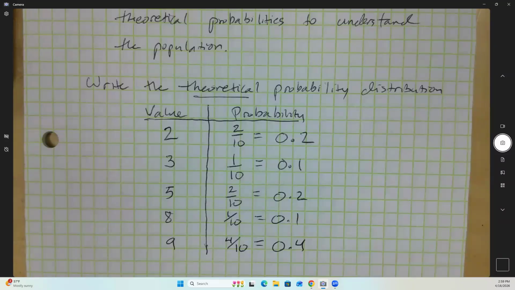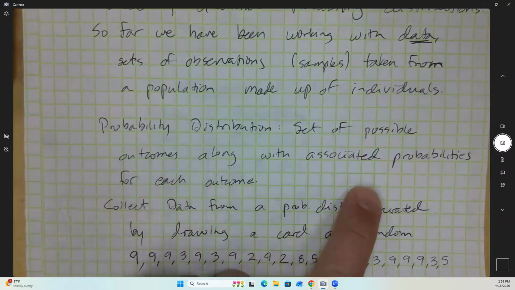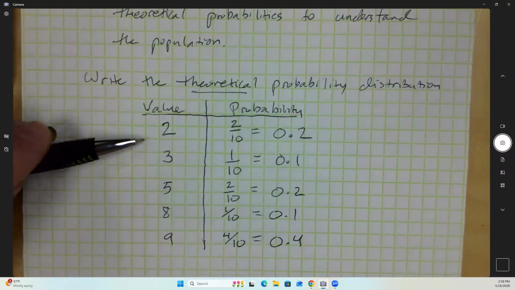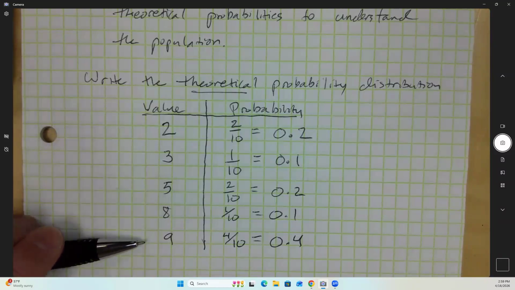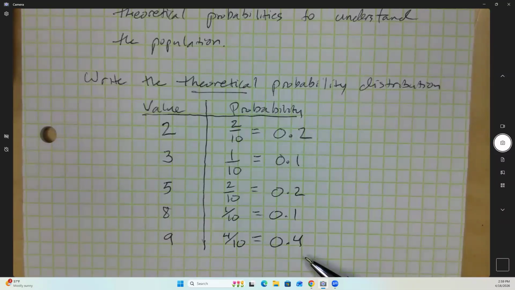The definition of a probability distribution: a set of possible outcomes along with associated probabilities for each outcome. There we are. The face values are the set of possible outcomes. Associated probabilities are right here. So based on the theoretical probability distribution, what's the probability that someone would select a 3? 10%, 0.1, 1 out of 10.